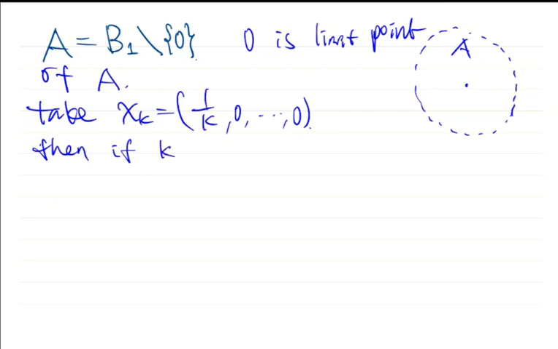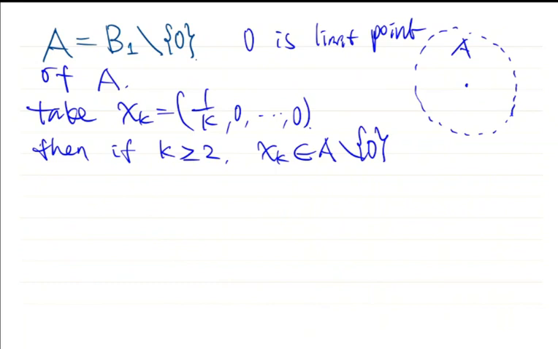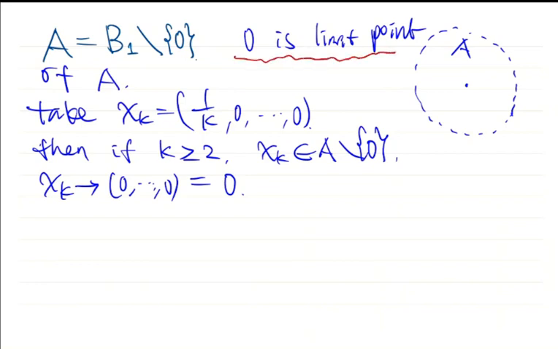if k is greater than 2, xk will be a point in A. Of course, xk is not the origin, therefore xk is contained in this difference. And obviously, xk converges to 0, which is the origin. Therefore, by definition, the origin is a limit point of our set A. So this is a very simple example.